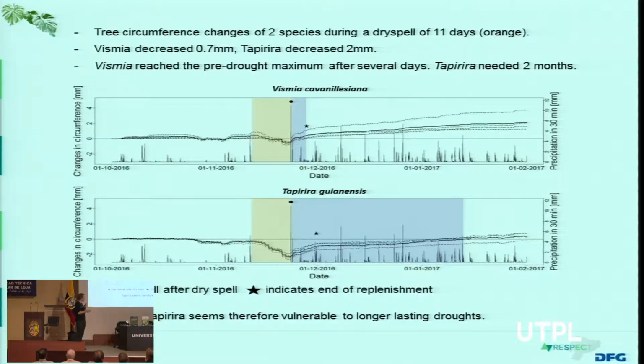The important part comes later, after the onset of the rain again, which is indicated here with this dot. For Vismia it was no problem at all. It just replenished the water of the stem loss, and after several days it was already back at the pre-drought maximum. A total difference is seen at Tapirira. The pre-drought maximum was reached only after more or less 2 months. So this could mean that Tapirira seems a vulnerable species to even short droughts, and this also can lead to a species dieback if we think about the future.